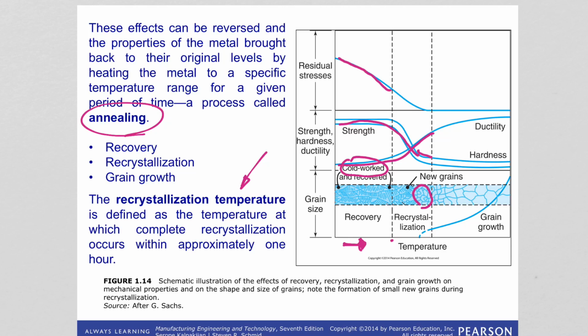After this recrystallization stage, of course, as you keep increasing this temperature, increase means you are increasing diffusion, atomic motion, therefore grains will start to grow. So you will start to have larger grains. Okay.